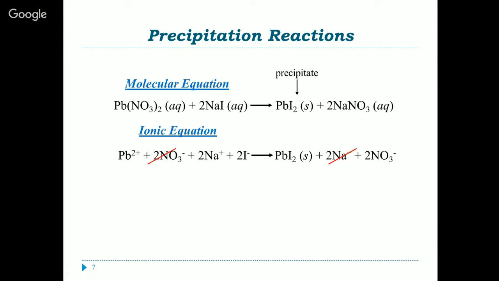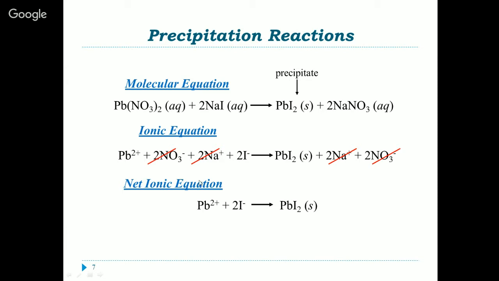So when we look at this ionic equation, we can actually cancel out like terms on either side of the arrow. Since I have 2 nitrates here, they cancel with the 2 nitrates here. I have 2 sodium ions going in, and I have 2 sodium ions coming out. So they cancel out. So what I'm left with then is what we call our net ionic equation.